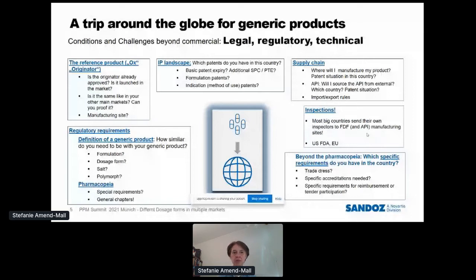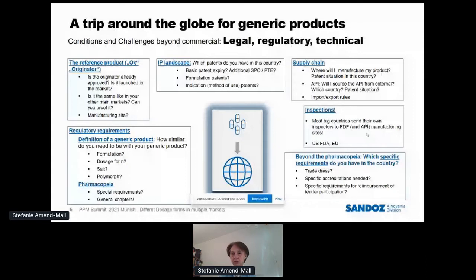Then, of course, also the regulatory requirements. I mean, many of the people here in the stream today probably are super familiar with all these challenges you have. So the definition of a generic product, for example, is very important. So how similar do you need to be that you can claim I'm a generic and I refer back to the originator, my medical document? Do I need to have a one-to-one copy of the formulation, or can I do a design-around formulation, which can go back to my patent strategy?